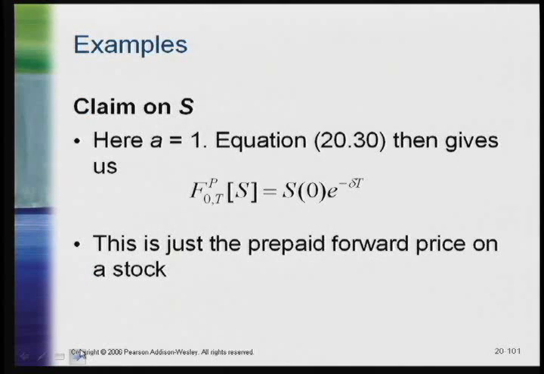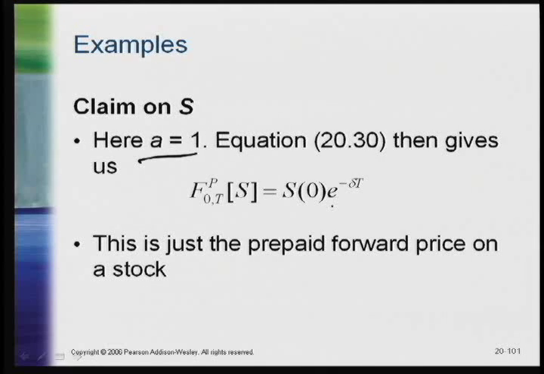Let's do some examples of this general result. Here's a simple one with a equal 1. Well, a claim on S, that can't be too difficult to imagine. And what we conclude from the equation is that the prepaid forward price is just S0 e to the minus delta t. And of course, we knew this anyway.